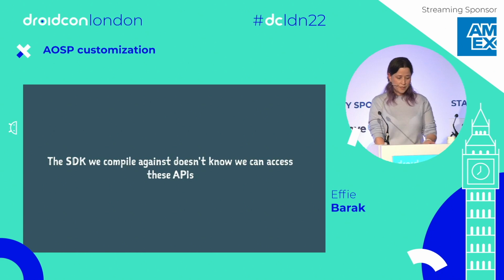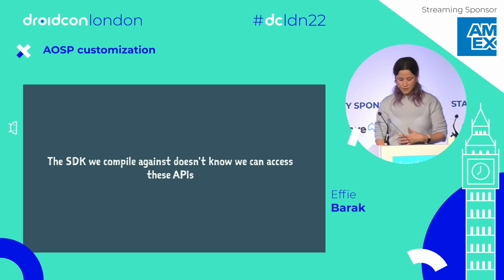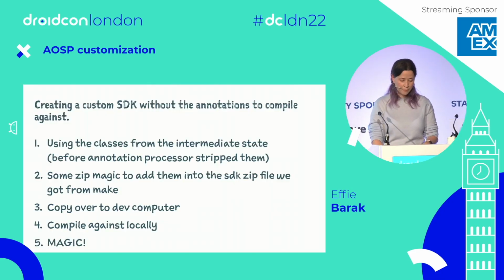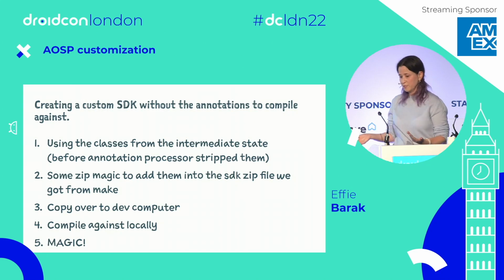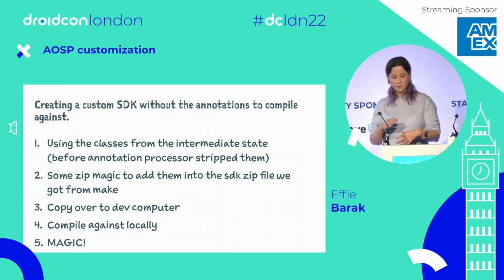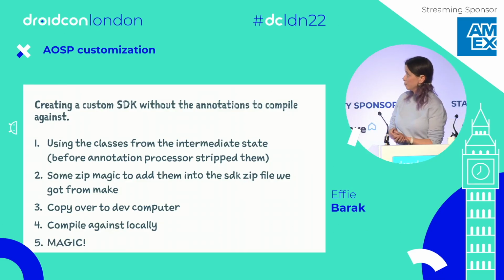And this is what we just summarized. The SDK we compile against doesn't even know we can access these APIs. And this is where we come to this tricky trick. We want to build a custom SDK, not because we want to ship this custom SDK. We want to build it just to be able to use it locally on our machine, because we want to be able to use all these APIs, and we want our APK to compile. Once we take our APK and compile it and put it into the AOSP build, it will work. So this is more of a trick or a hack just to get past this problem.